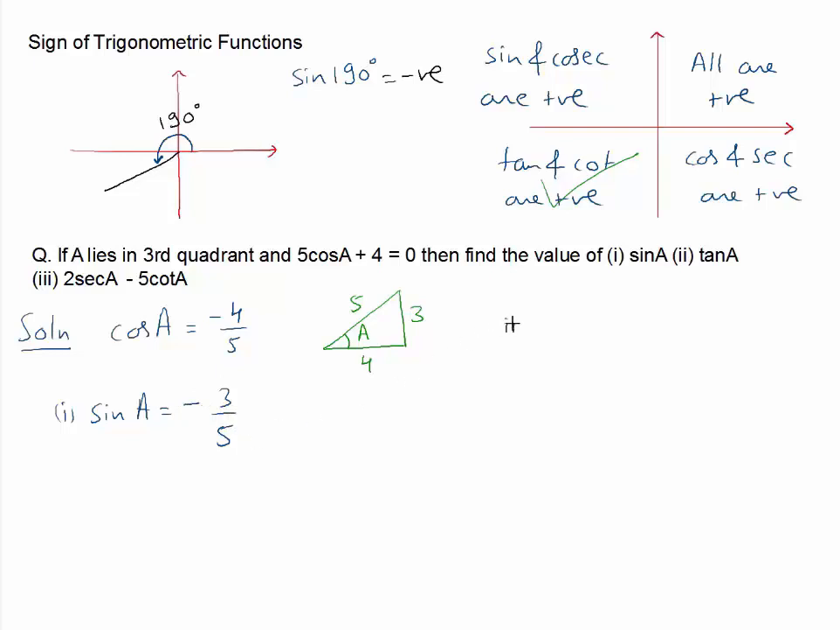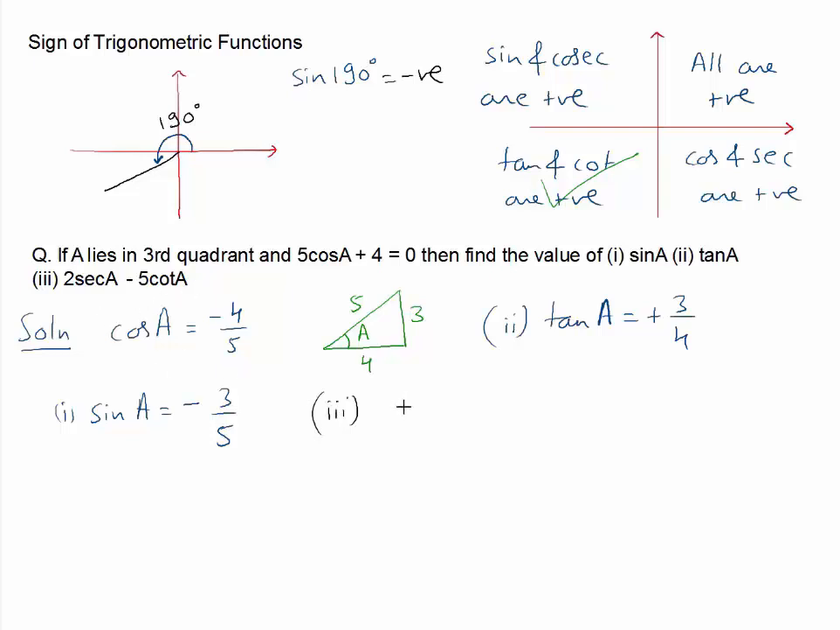For the second part, tan of A, so we can clearly see tan A would be equals to perpendicular upon base. Now the question is whether it will be positive or negative. Since A is in third quadrant and tan is positive, so therefore this would be plus of 3 by 4. Now third part is finding 2 sec A minus 5 cot A.